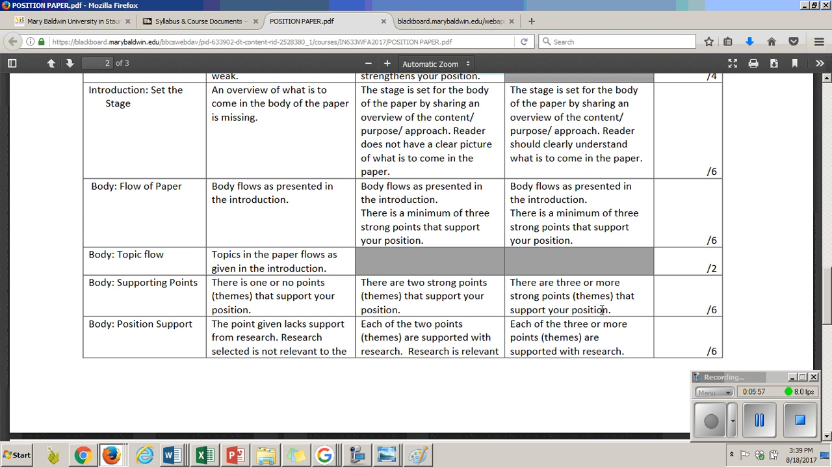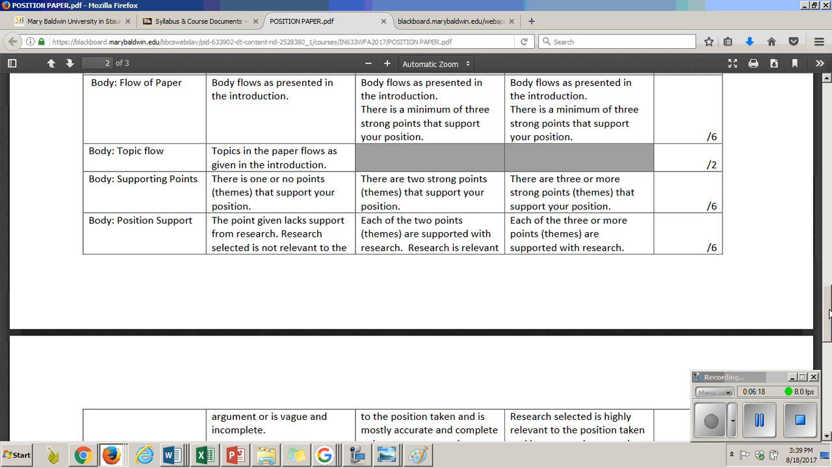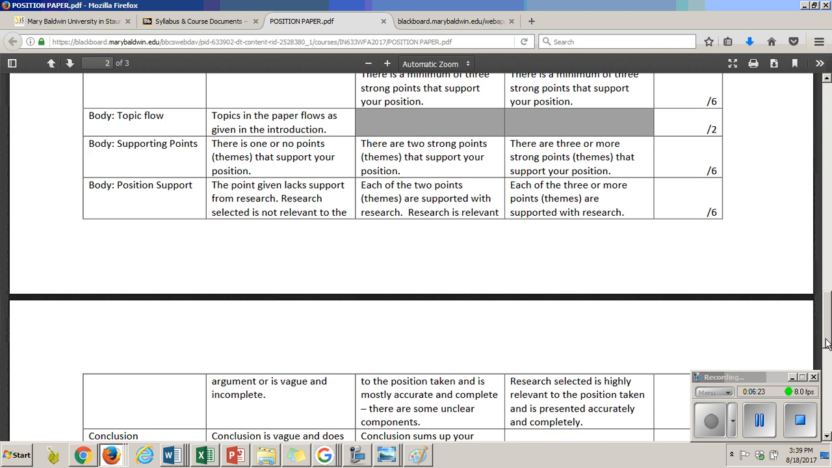Then of those three, I want to know, are those three points really supporting your position? Or are you just giving me three pieces of research about assessment? I want it to support your position. And then the other thing is, is it backed by research? Everybody has a position. It's not worthy of really listening to unless it's backed by research. So look at the research, make sure it supports it.